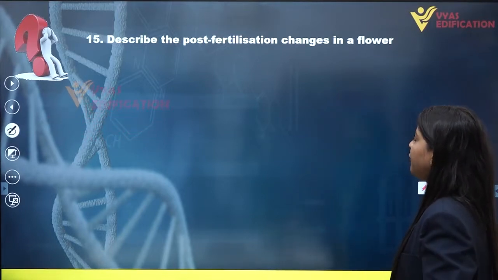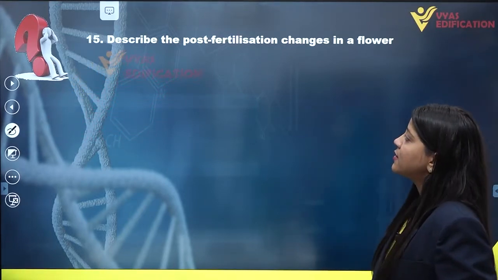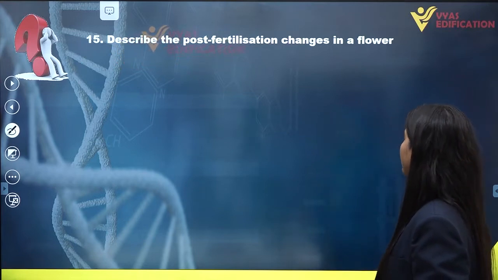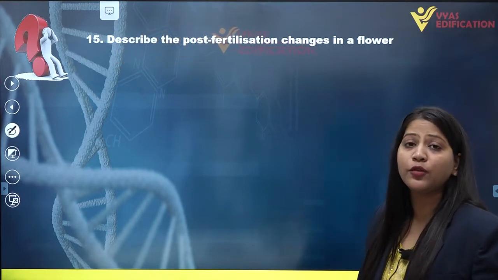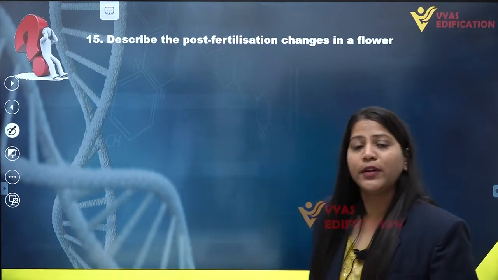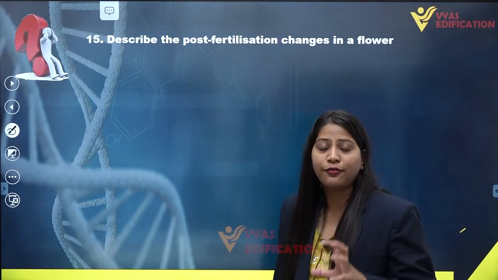Comes with the question number 15 on the screen, that is, describe the post-fertilization changes in a flower. We have to describe the changes which occur after the fertilization in case of flowering plants. Now, after the fertilization, we know that a unicellular structure which is diploid in nature is going to be formed, that is zygote.